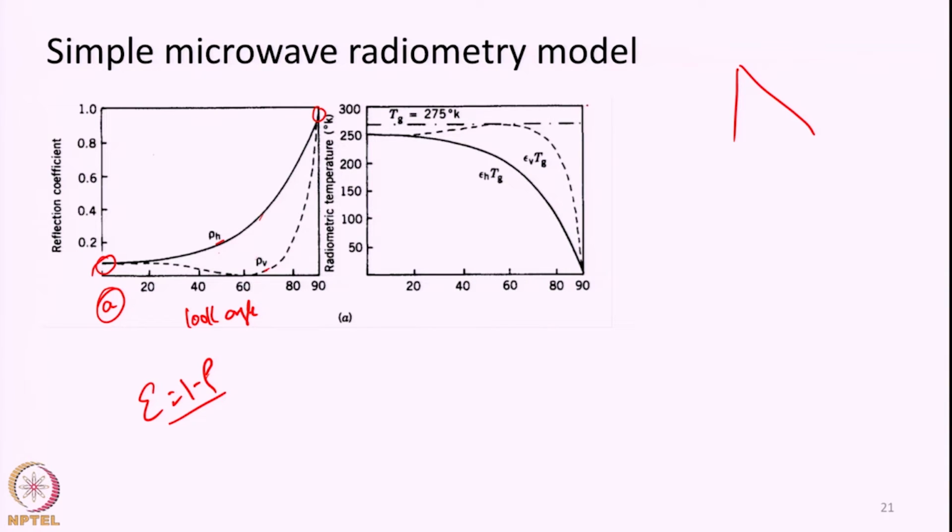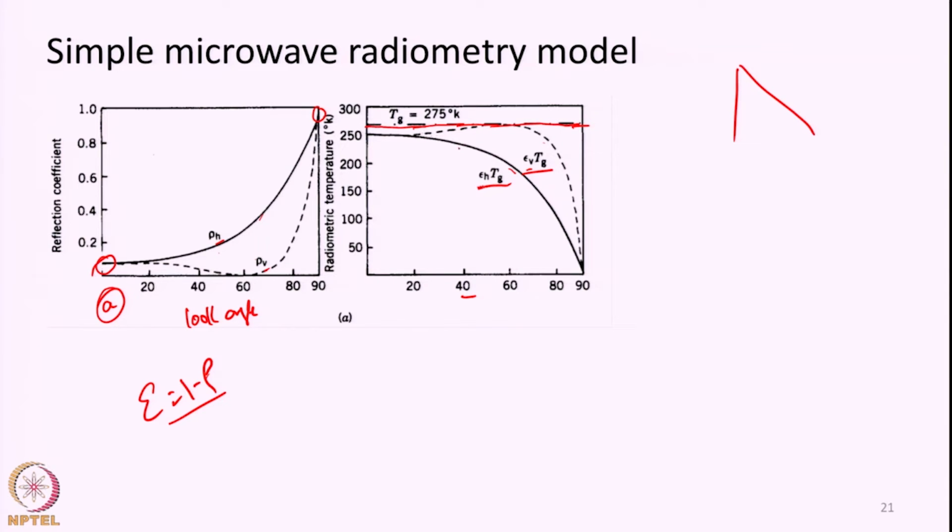For this particular ground pixel, which we assumed had a ground temperature Tg, let's assume it is 275 Kelvin just as an example. This top horizontal line indicates the ground temperature Tg, the true temperature, and you can see how the recorded brightness temperature varies. The black dotted line indicates the vertical polarization and the black solid line indicates the horizontal polarization. So we can observe how the brightness temperature changes with respect to the look angle and the polarization.